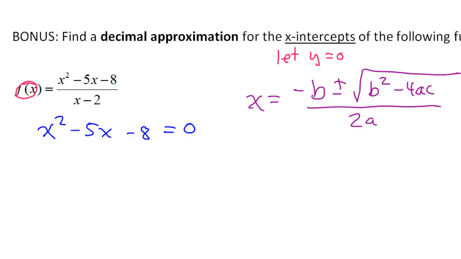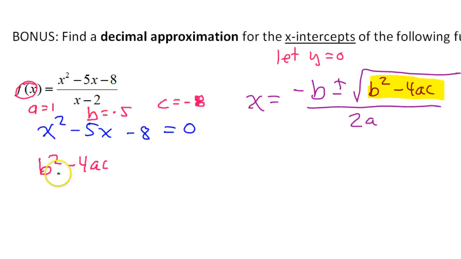Wow, that was awful. Anyway, this is what we're using. We learned to first find the discriminant, which is this part. So let's do that right now, the b squared minus 4ac part. Of course a is 1, b is -5, and c is -8. So b squared minus 4ac is -5 squared minus 4 times 1 times -8.